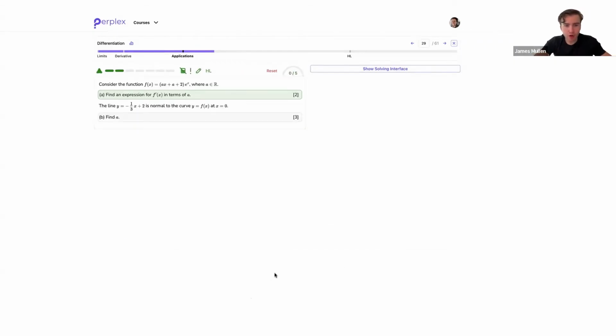Okay, let's go over this. So I have a function, ax plus a plus 2, all in brackets, times e to the x. And the first thing we want to do is find f prime of x. I'm going to have to use the product rule because I have u equal to ax plus a plus 2, and v equal to e to the x. So u prime is just going to be a, because it's just the coefficient in front of the x, and everything else goes to 0. And v prime is also going to be e to the x.